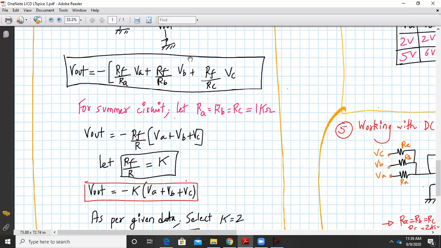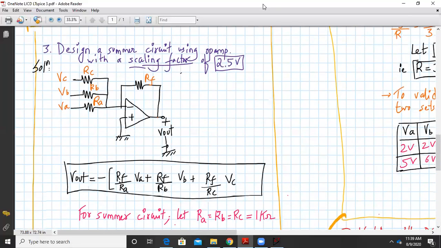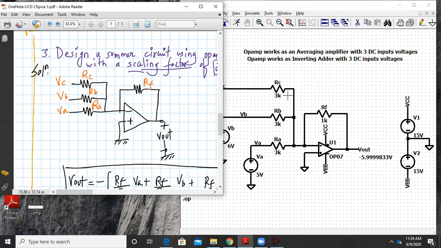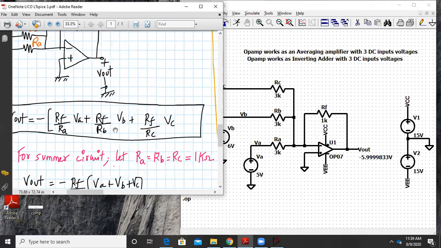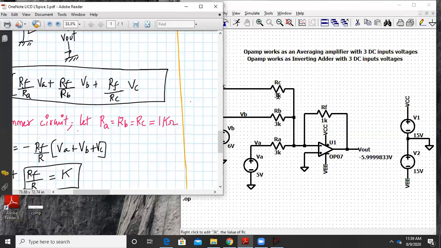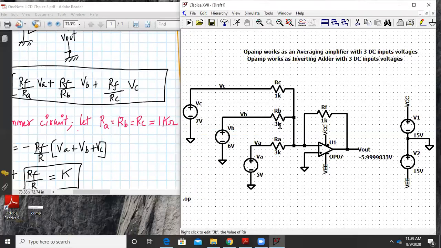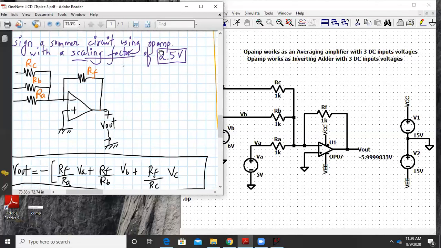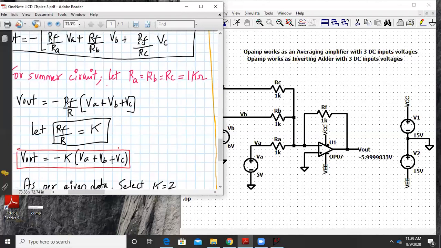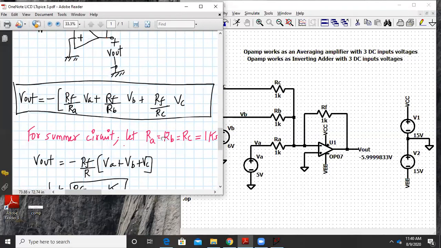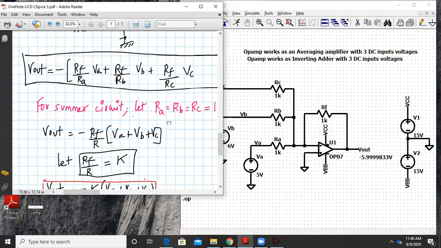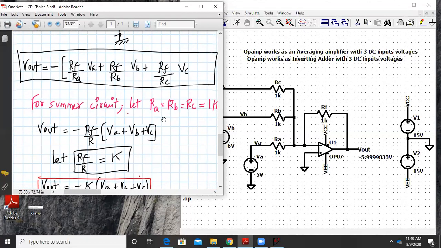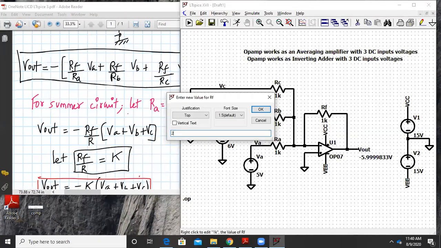So in this case, let us build this circuit up and let us do the LT spice simulation of the same. So I'll keep it over here, and this is the same circuit. We need to give RA, RB, and RC as 1 kilo ohm. So we'll do that over here. 1K. Here also it will be 1K, and here also it will be 1K. And we have to select RF as, in the design numerical it's given as 2.5. So let us consider that. I think by mistake it is written here 2. So that means the K value has to be 2.5. So RF will be 2.5 times R. So that means R is 1K. So RF will be 2.5K. So we'll consider this 2.5K.